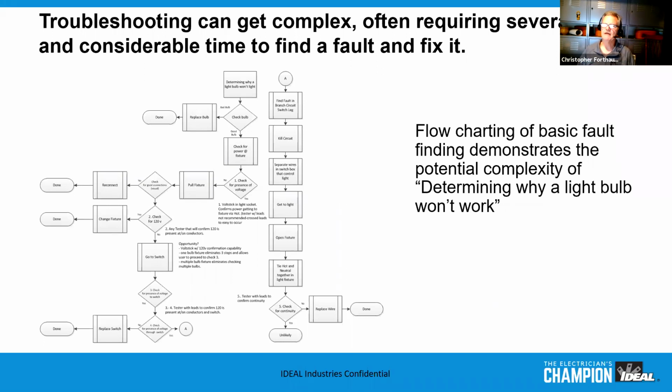This particular diagram is one we've come up with to exaggerate or illustrate how troubleshooting can become schedule busting. This is a flow chart that I did with a licensed electrician, 25 years in the field, to lay out all the steps that would be required to find out why a light bulb wouldn't work if it wasn't the light bulb. So you can see it can become pretty complex, as most of you know.